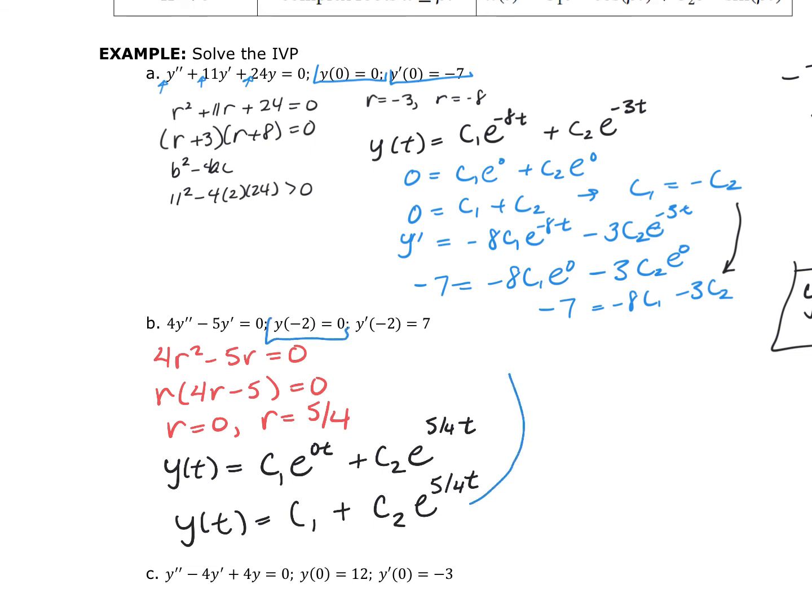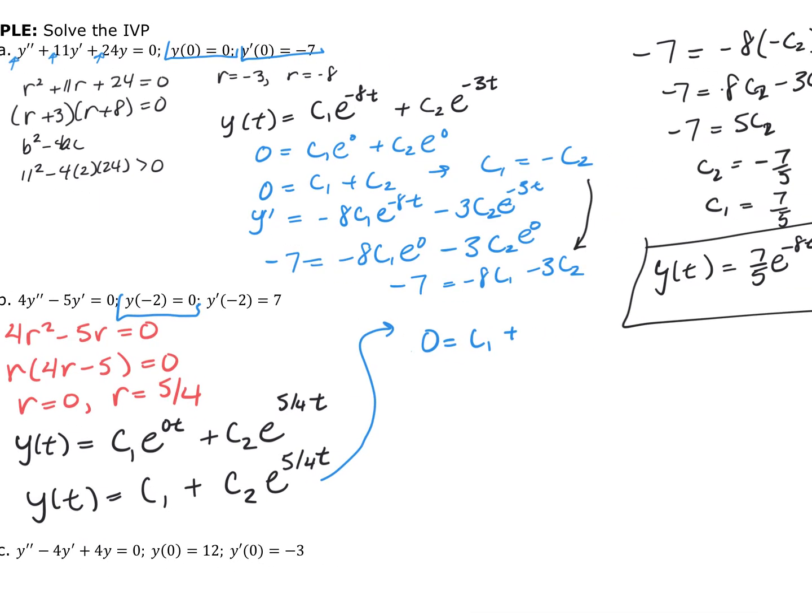Now I'm going to use my first initial value right here. I'm going to say, okay, well, I have -2 would be equal to c sub 1 plus, 0 would be equal to, I was just so excited I was going to put 0 in, but I was putting it in the wrong place. So 0 is equal to c sub 1 plus c sub 2 e raised to the 5/4 multiplied by that -2.